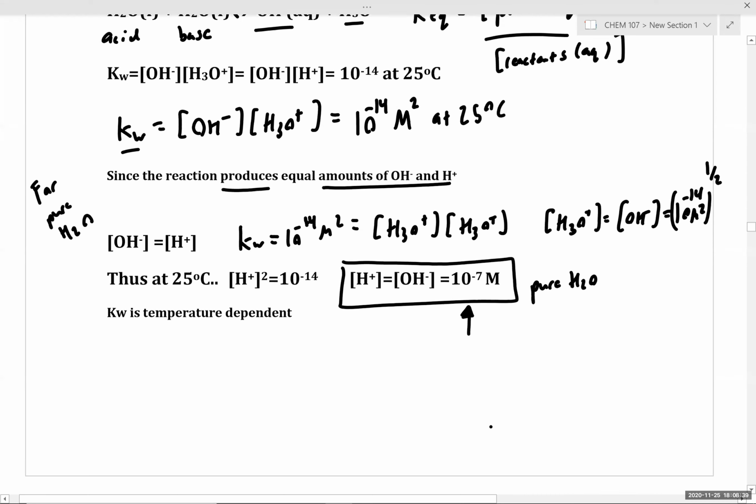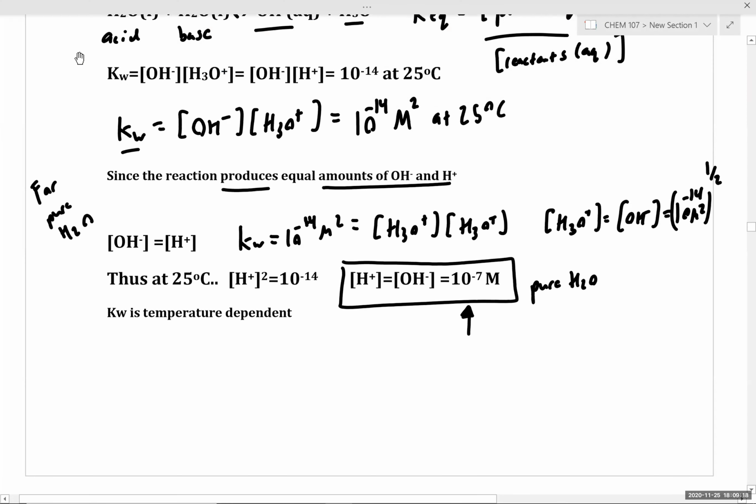Does that idea make sense to everyone? Does this concept make sense? So water auto-ionizes in solution, and we can model and calculate the amount of hydroxide and hydronium at equilibrium using Kw. So for pure water, we find that the concentration of hydroxide and hydronium are equal at equilibrium at 25 degrees Celsius, and their concentration at equilibrium is about 10 to the negative 7th molar.